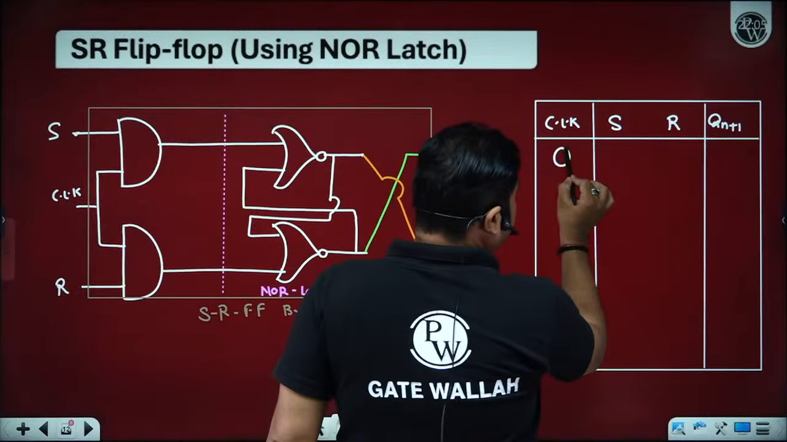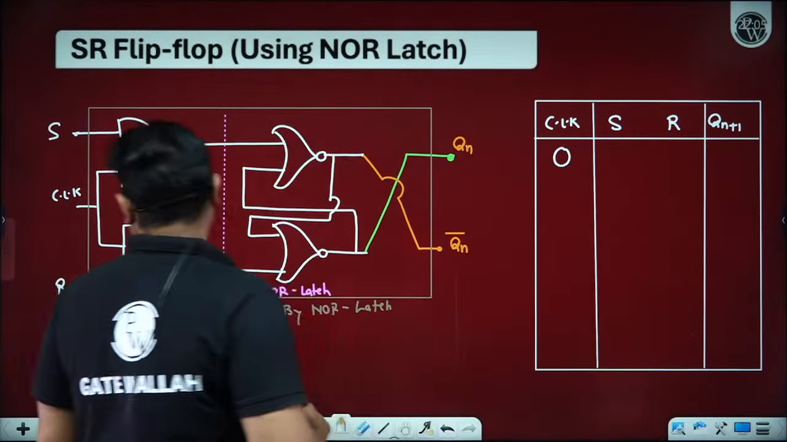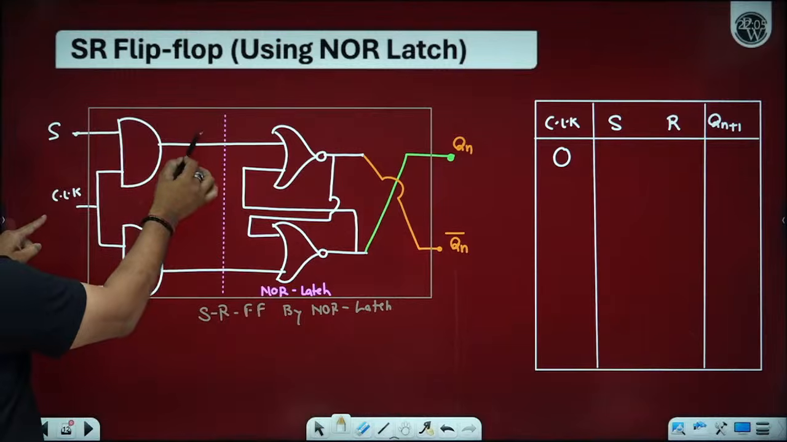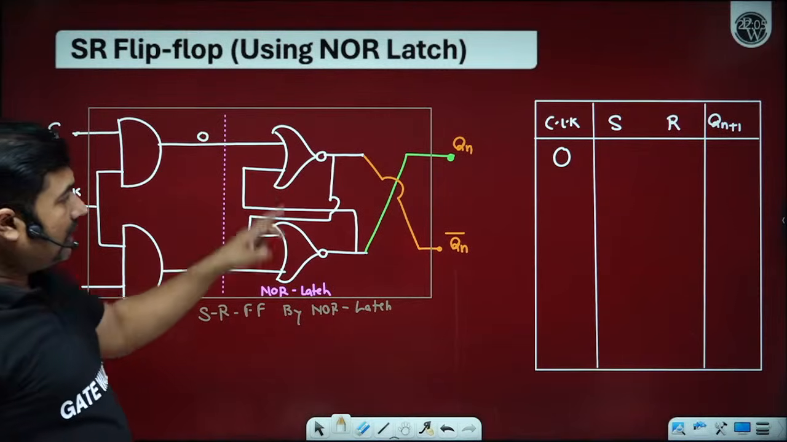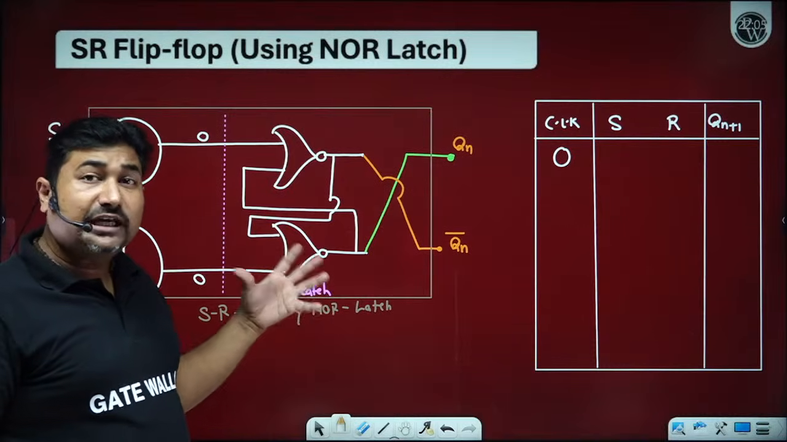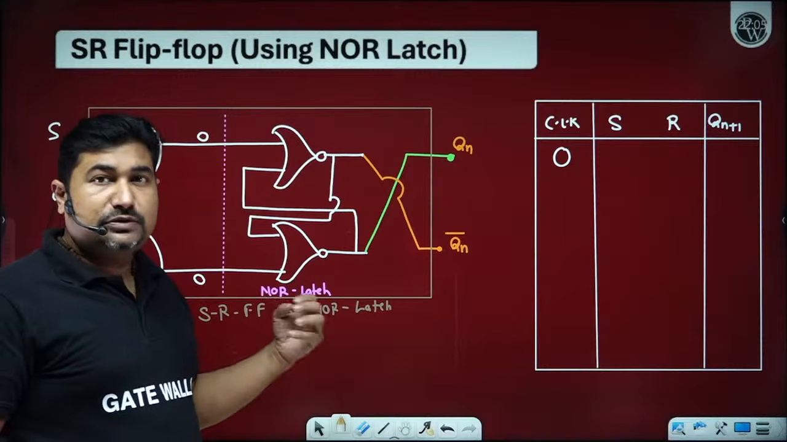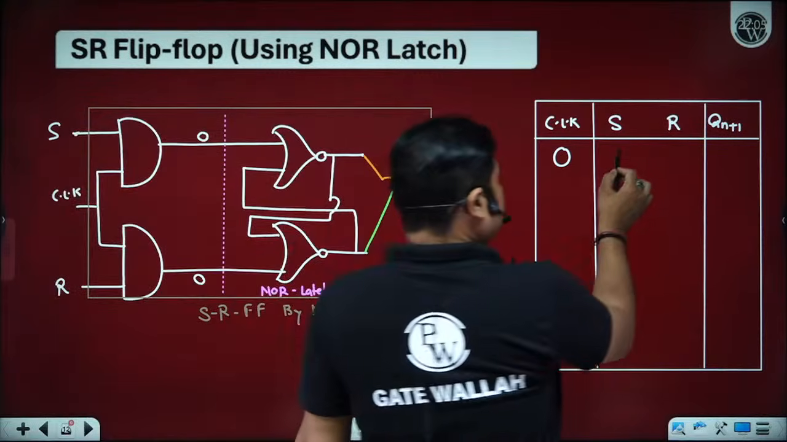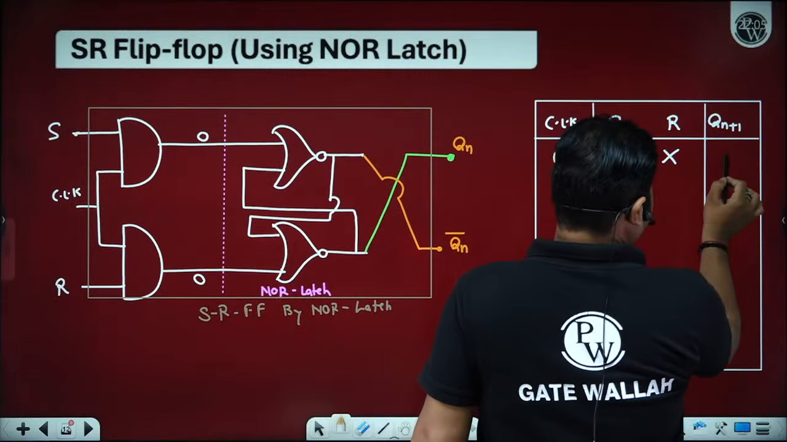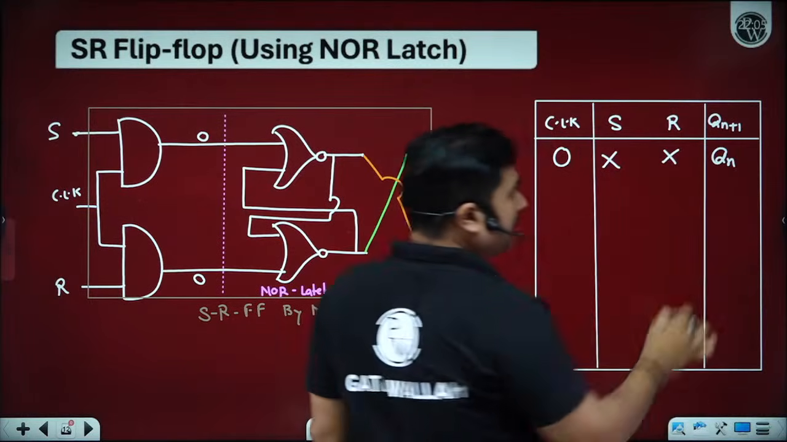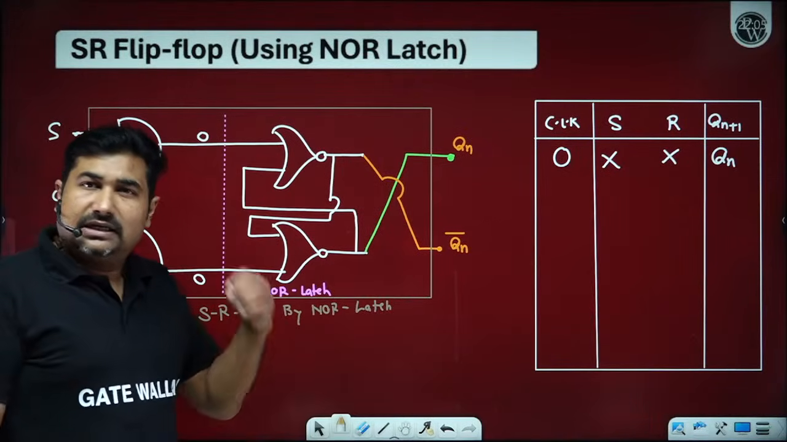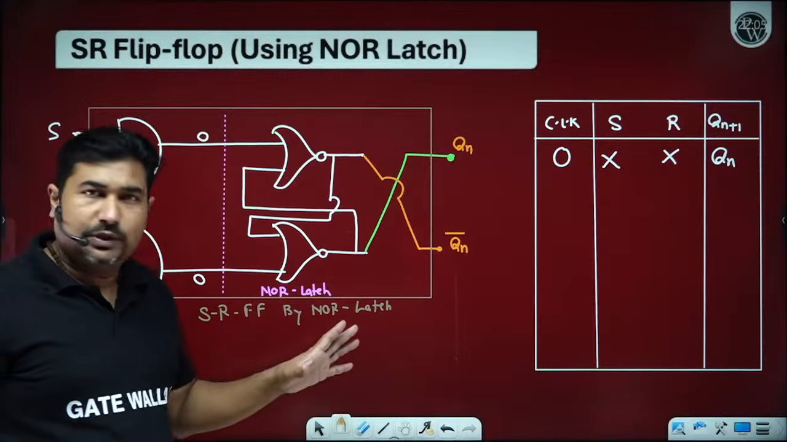Clock may be low. If the clock is low, we are getting 0, 0 onto the NOR latch. If both the inputs are 0, 0, both the logic gates become enabled. It means we are getting the same as the previous state, irrespective of the values given to S and R, it will remain in the previous state. It means until there is a clock, there is no output.